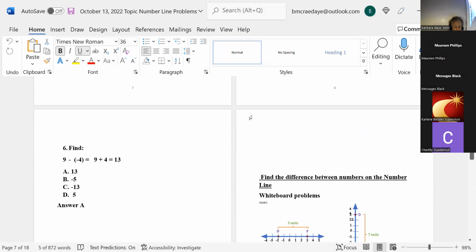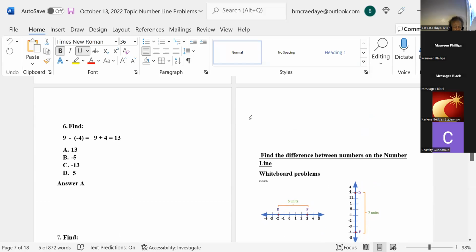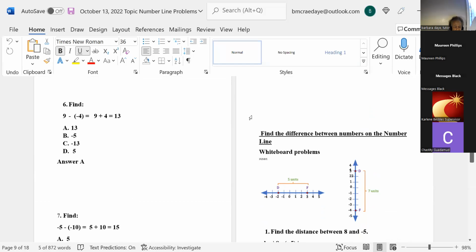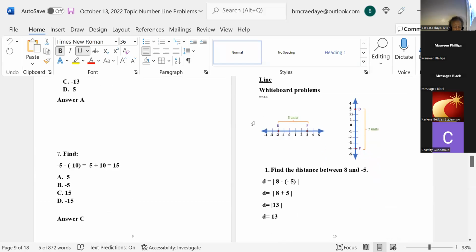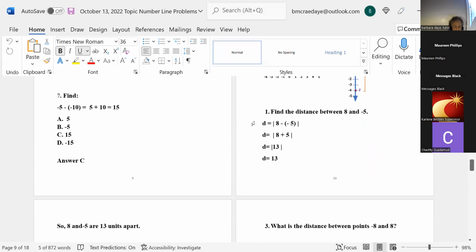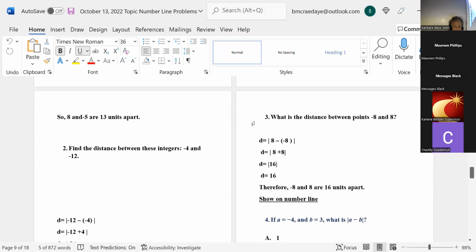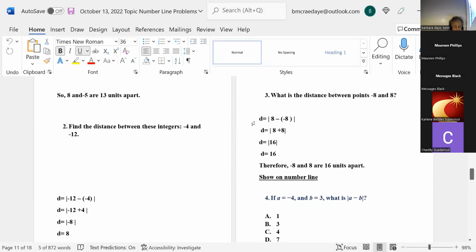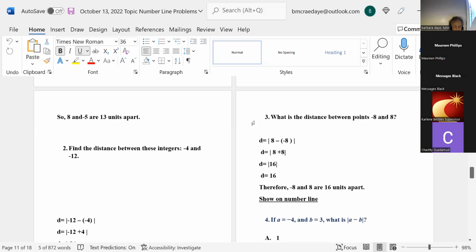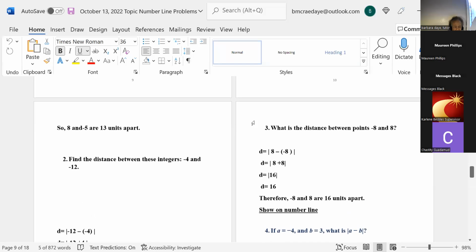Yeah, I see the whiteboard problem. Find the difference between the numbers on the number line. Yes, I saw that, I'm looking right at it. Okay, so scroll down. You see find the distance between 8 and -5. Yes, I see that. Okay, keep going. What is the distance between points -8 and 8? No, I can't scroll. I'm trying, but it's not moving for me.